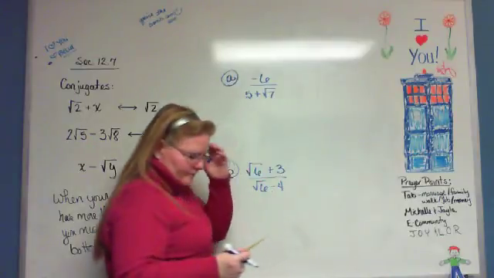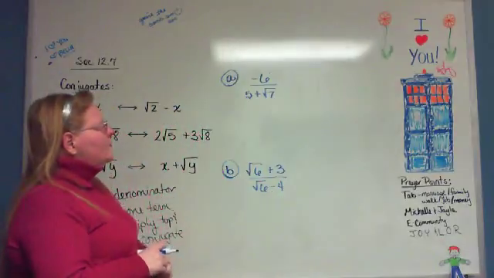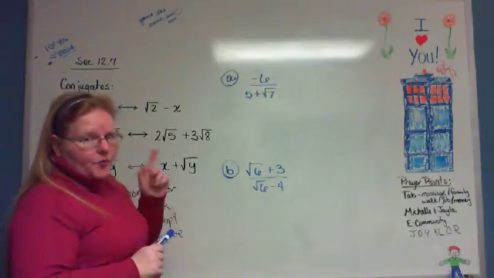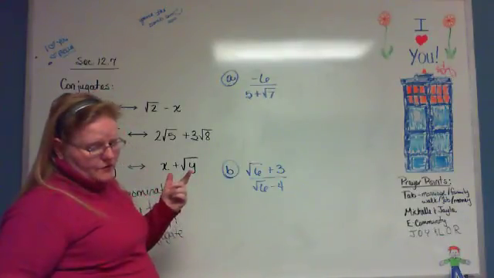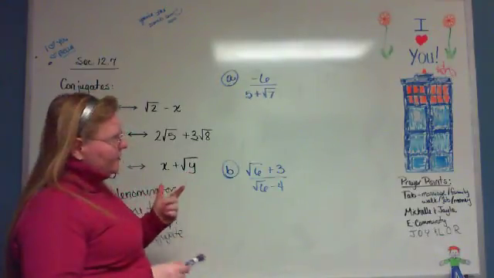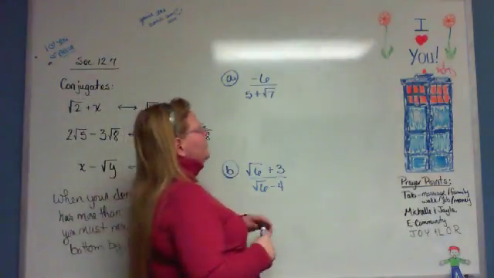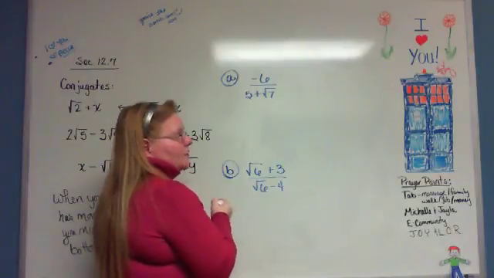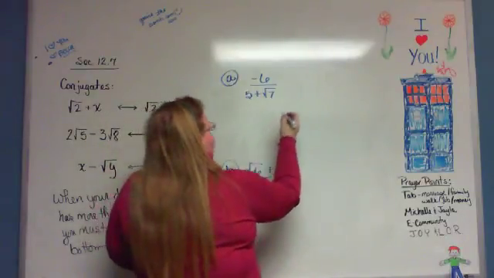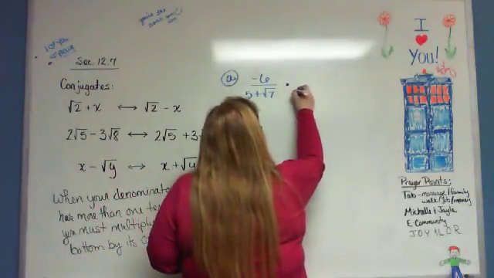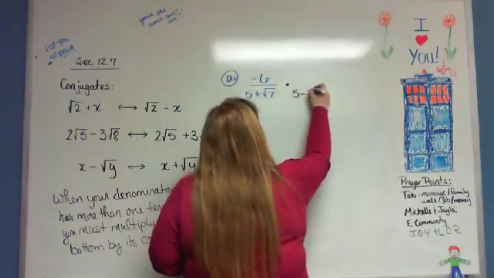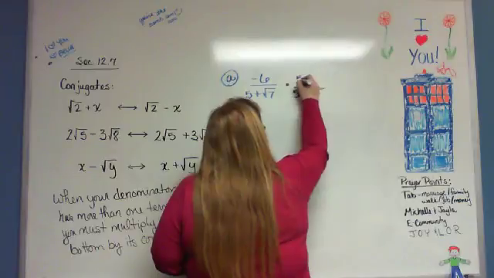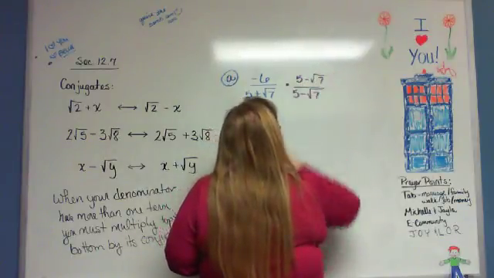For the top one, since we have more than one term in the bottom, and I know that because there's a plus there, that's our second term, that means I need to multiply the top and the bottom by the conjugate of whatever's on the bottom. So that means I'm going to multiply by 5 minus the square root of 7 on bottom, and by 5 minus the square root of 7 on top.